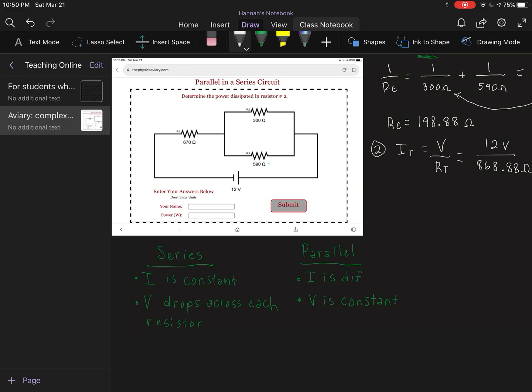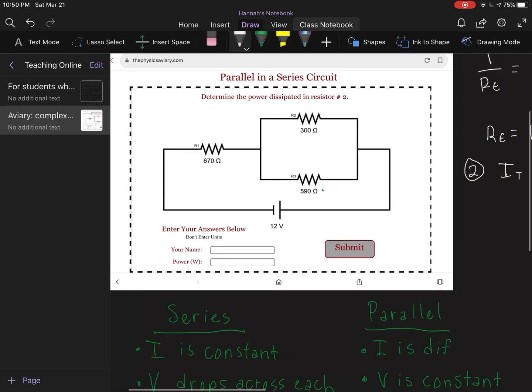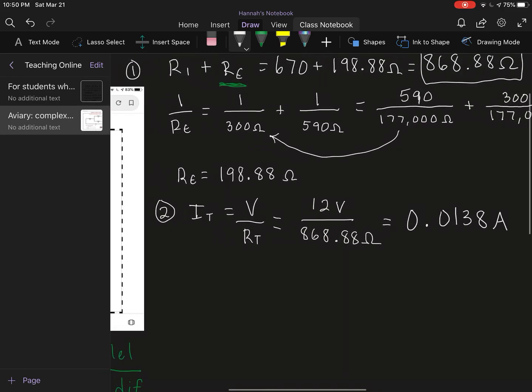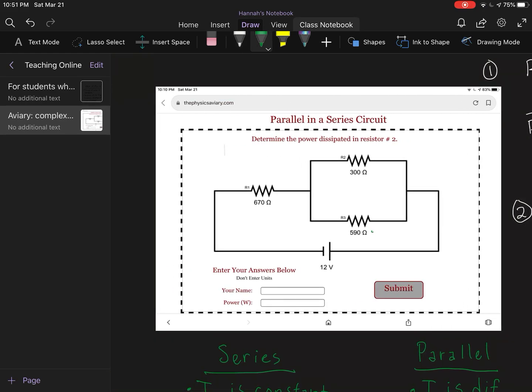So I'm going to start out with resistor 1. I know my current is going to be my total current, which was 0.0138. And now I can solve for my voltage drop. So that is V is equal to I times R, specifically R1. So I do 0.0138 times 670. And I'm getting 9.253 volts.